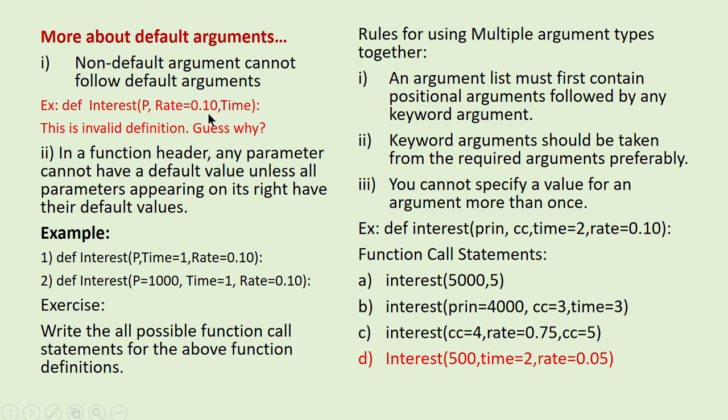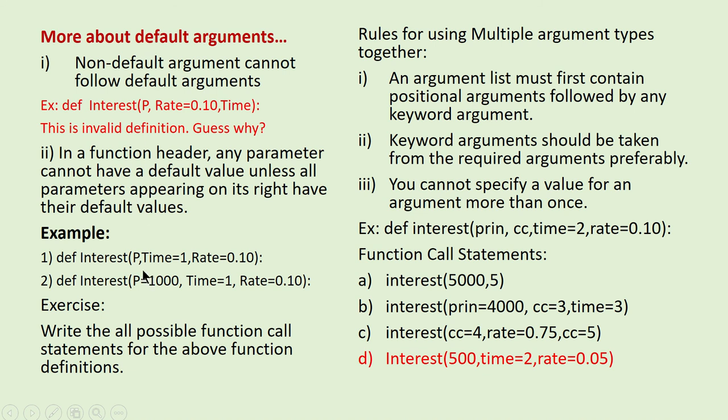If you are planning to use a default argument, the default argument should appear only on the right hand side. Whatever default arguments you want to have, you can have them only on the right hand side. That is, after a default argument you cannot have a non-default argument. So in a function header, any parameter cannot have a default value unless all parameters appearing on its right have their default value. Both are the same points.